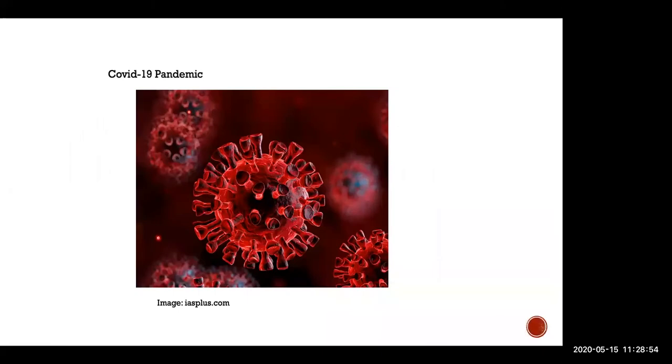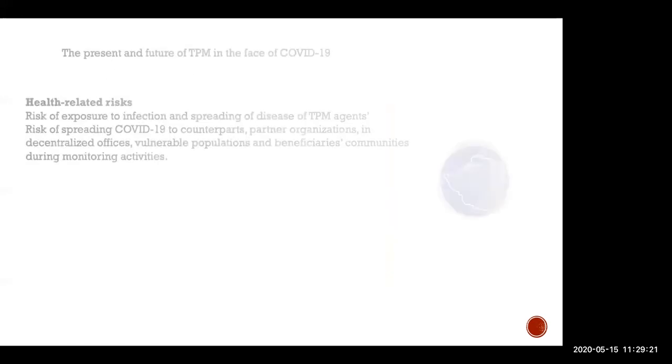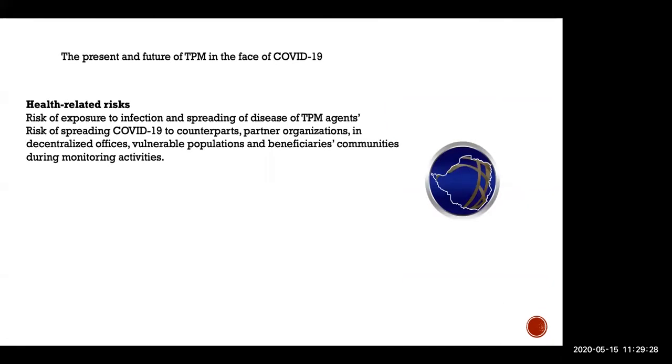Enter the COVID-19 pandemic. How does this affect third-party monitoring? As you can see, the reason why some organizations make use of third-party monitors is because they cannot go into the field themselves, because of security or accessibility, so they have to hire third-party monitors. So what happens with hiring a TPM agent? Basically, it is just a matter of transferring the risk from the organization, or the implementing partner, or the donor, to the TPM agent. And this might have, what can I say, ethical connotations. But anyway, we'll talk about that.